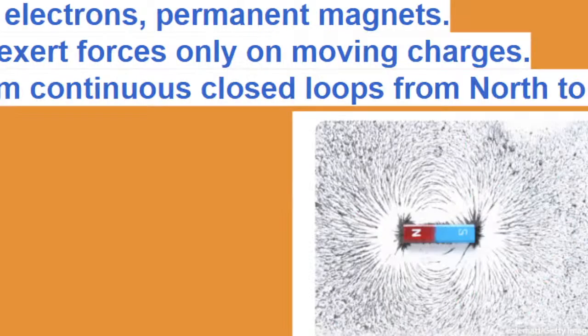Magnetic fields are created by tiny magnets, the spin of particles. They always exist as dipoles. In the case of electric fields, it is electric charges. They exist as single charges, but in magnetism, they exist as dipoles. You can't have a north without a south. So, moving electrons are the source for the electric field, and permanent magnets are for the magnetic field. They exert forces only on moving charges. Okay? And they form continuous closed loops from north to south.